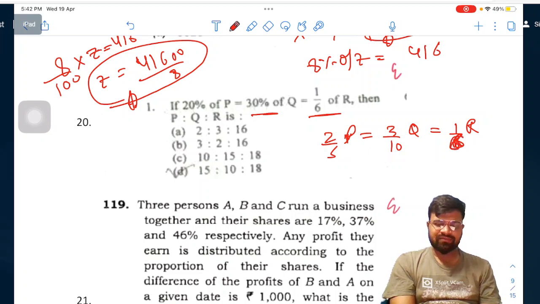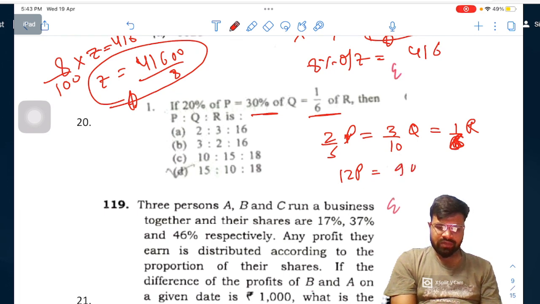Now, what is the LCM of 6, 10 and 5? That is 30. 30 can be the LCM there. Okay. So if we multiply each number with 30, we will get 12P is equal to 9Q is equal to 5R.